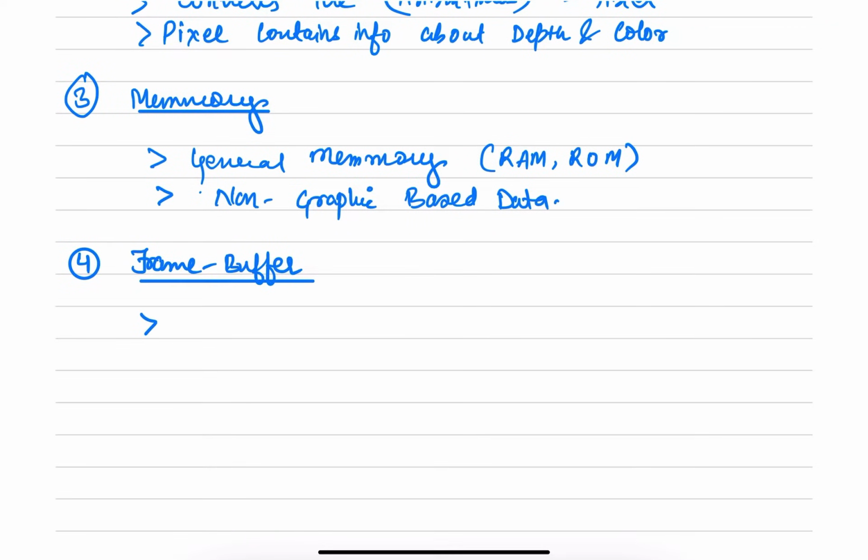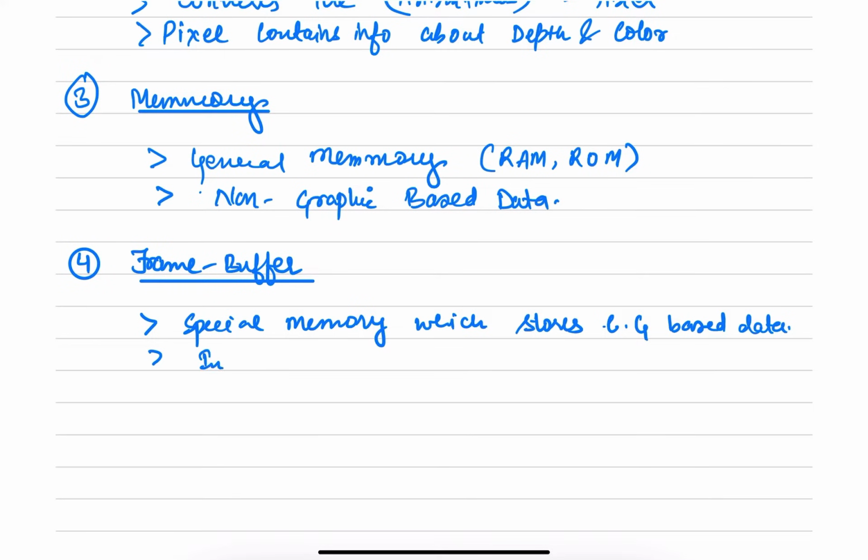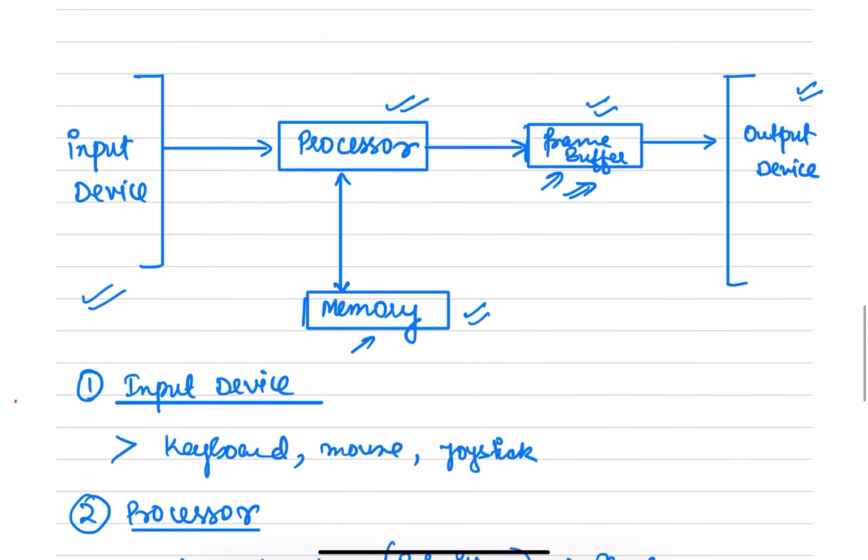Frame buffer is nothing but a special kind of memory, which stores the computer graphic based data. That is, it stores the pixels in the form of an array. Actually, these pixels are produced as an array of pixels, and these pixels are stored in a buffer. So in the form of arrays, pixels are stored.